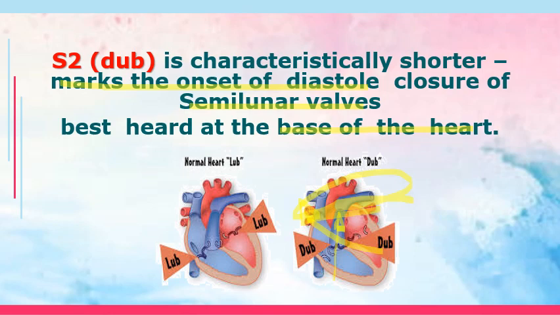So it is best heard also over the pulmonic area if we're talking about the normal physiologic splitting of S2. So in your S2, there could be that normal physiologic splitting. This normal physiologic splitting occurs when the closure of the pulmonic and the aortic valves are distinguishable and accentuated on inspiration, but this disappears on expiration. Okay, so this is best heard on your pulmonic area. This may be considered normal again.